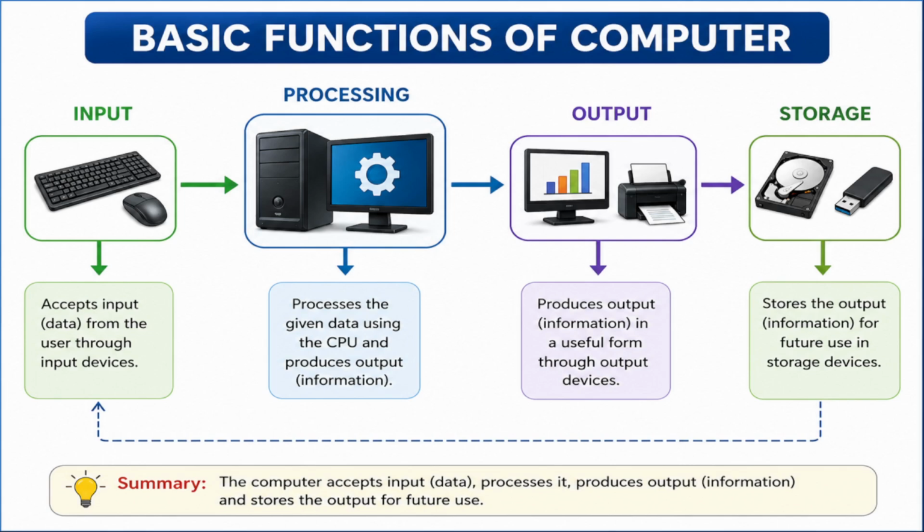See here, the basic functions of a computer: input, processing, and storage. First, you have to give some input. Then it is processed in the CPU. CPU means what? It is the brain of the computer. Then it goes to the output and stores the data. These are the functions of the computer.